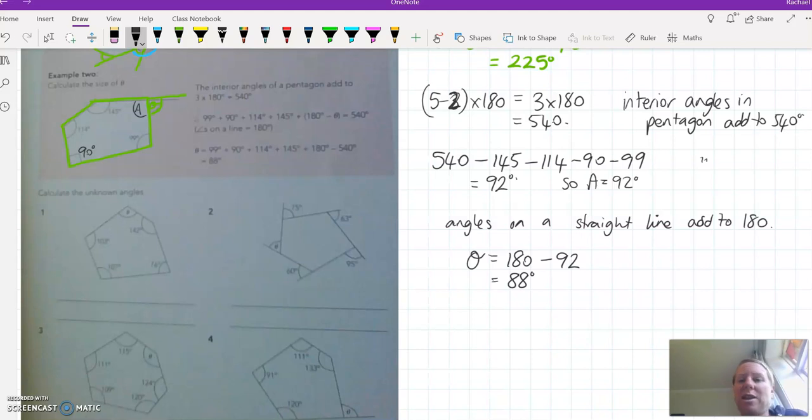So hopefully you're sweet. That's interior and exterior angles. And you can use them to your heart's delight in all of these lovely little problems that you've got coming up next. All right, thanks.